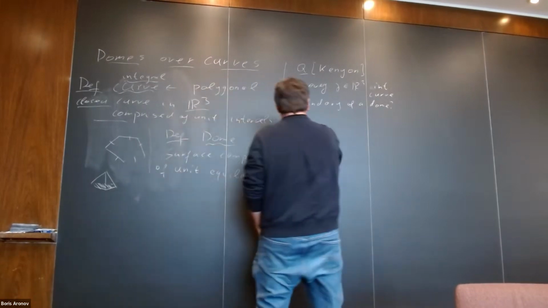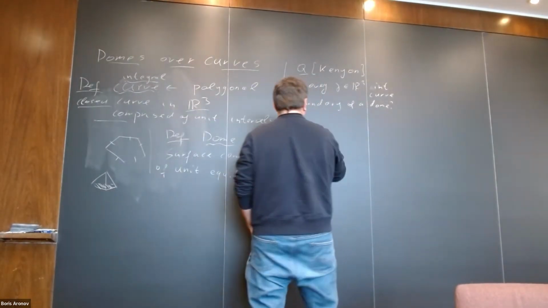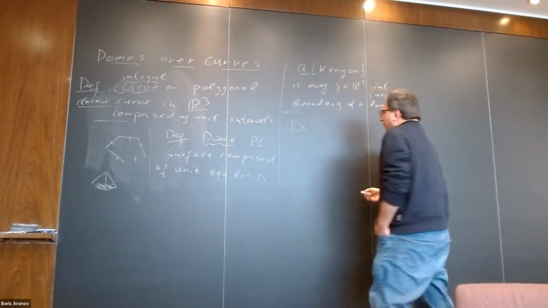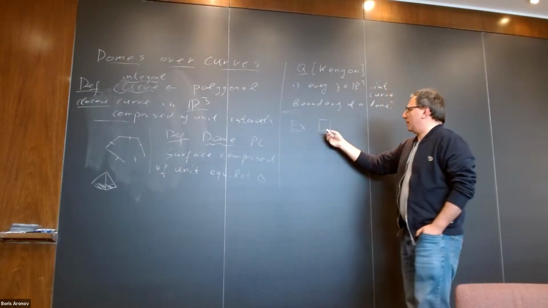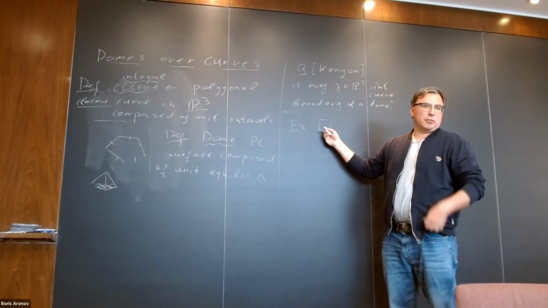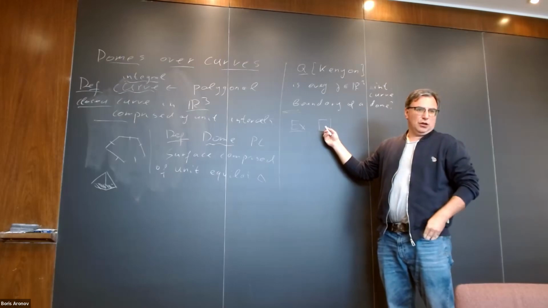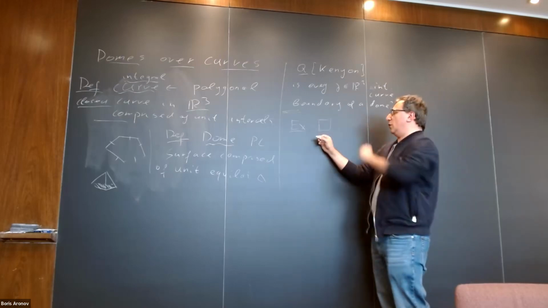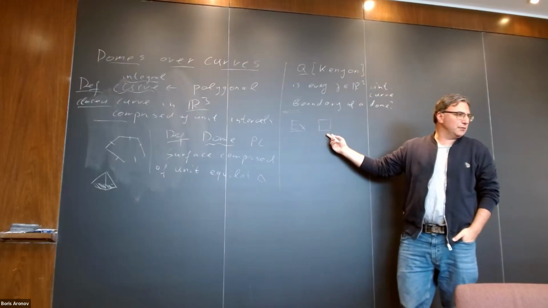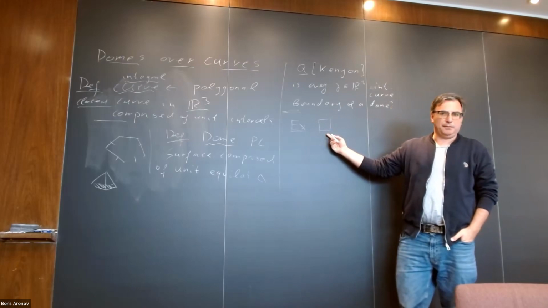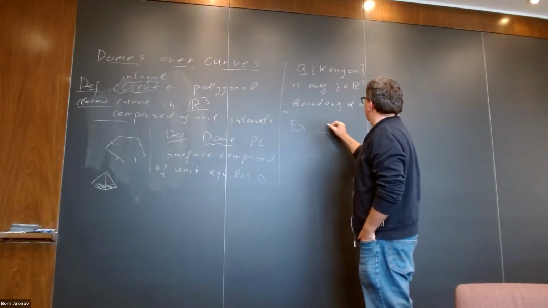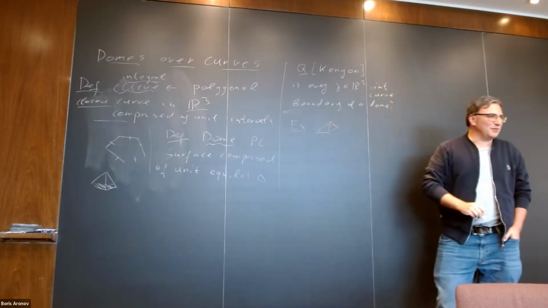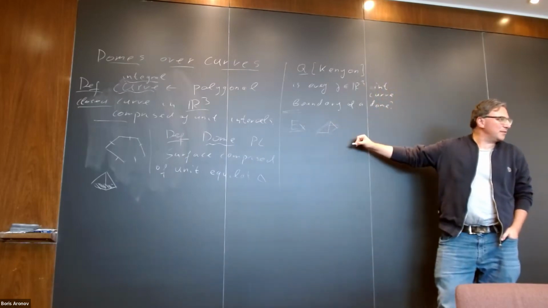So let's do some examples. Let's start with a square. The square obviously is the boundary of a dome, because you can put on top of it a sort of top part of the pyramid. I don't know how to draw that, but it looks that way. Everyone good with it?